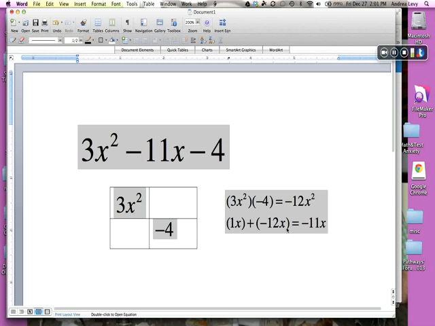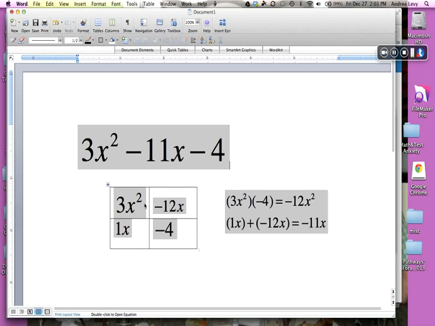Now you can see that when I take 1x times a negative 12x, I get my negative 12x squared. And when I add 1x to a negative 12x, I get a negative 11x. So this is the combination that works. And these are the two terms that I need to place in the two empty boxes. It doesn't matter which one goes into which box. That's totally your choice.